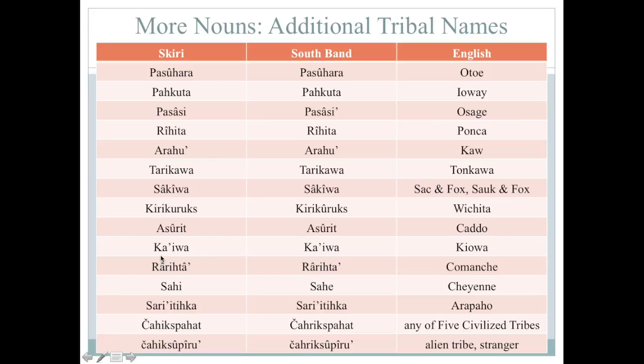Next tribe, Kaiwa. South Band, Kaiwa, meaning Kiowa. Next tribe, we have Rarita. South Band, Rarita, meaning Comanche. Next tribal name, we have Sahi. South Band, Sahi, meaning Cheyenne. Next tribal name, we have Sari'itika. South Band, Sari'itika, meaning Arapaho.